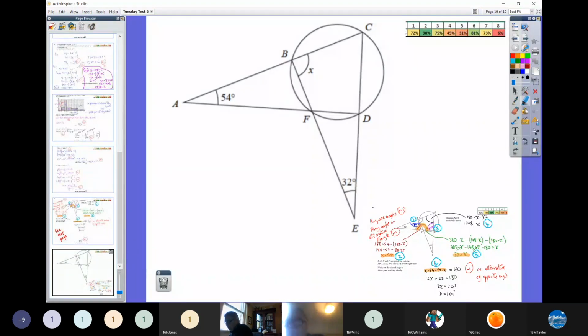We'll work our way through it carefully in a minute, but the key learning points to pick up here: this shape in the middle is a cyclic quad. So that angle there and that angle there, those two add up to 180 degrees. That's going to be critical to answering this question.